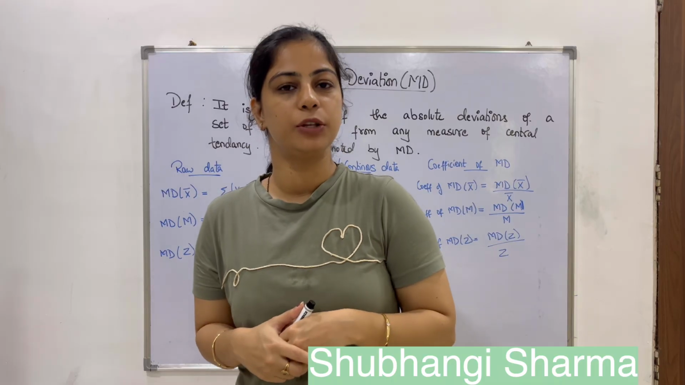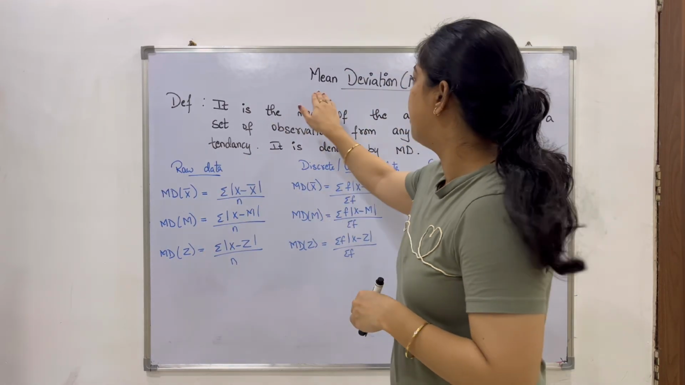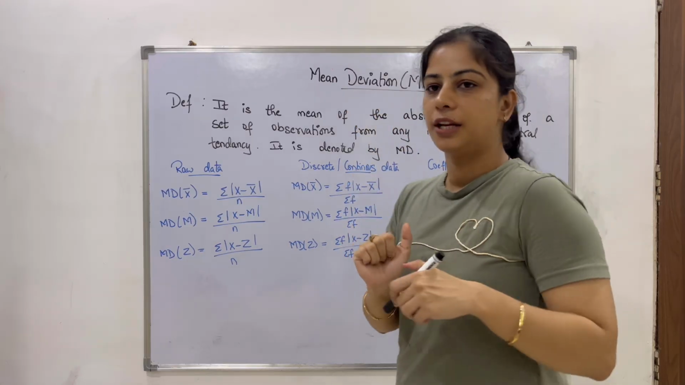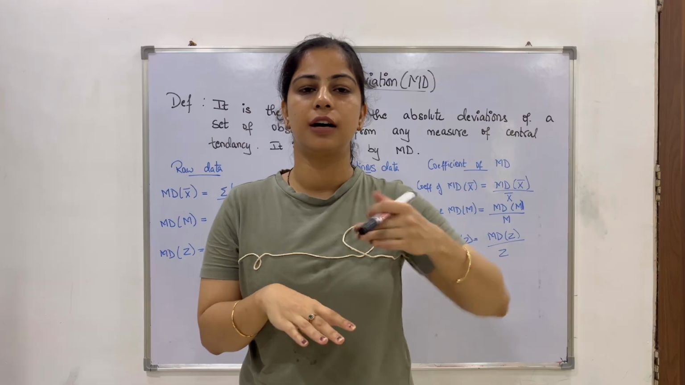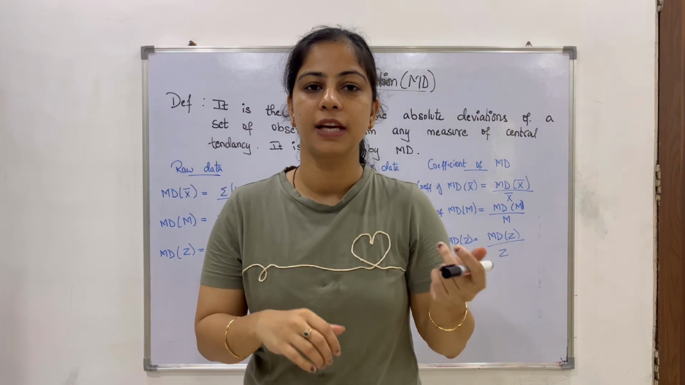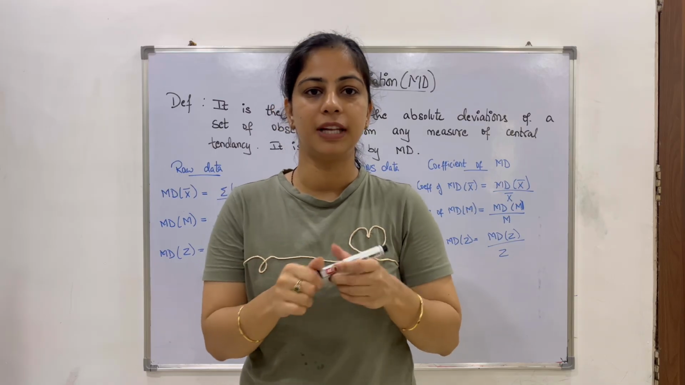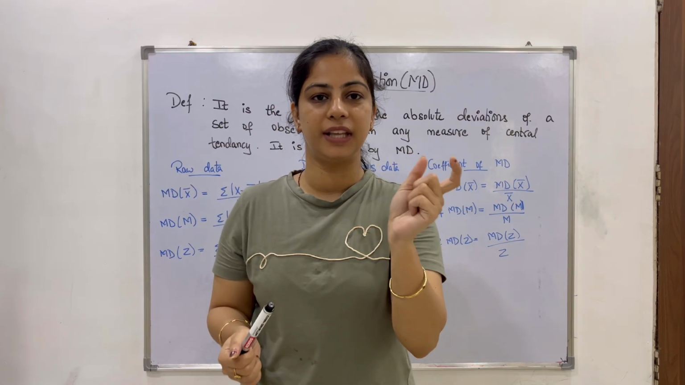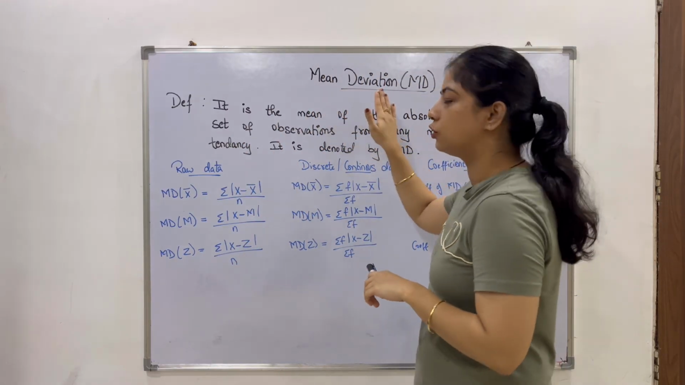So today we will be doing the third topic of measures of central tendency, which is mean deviation. Now, as we have already seen in the other two videos about the other two topics, range and quartile deviation, whenever you see the formula there will be a difference between them, subtraction, right? Same thing you will be seeing in mean deviation also.